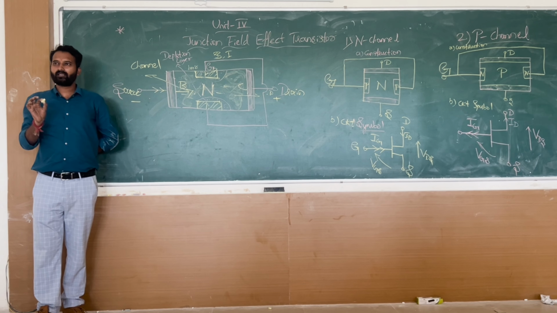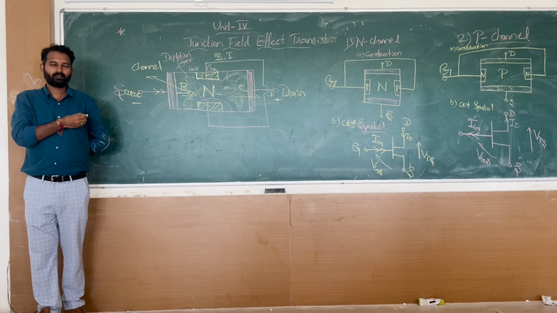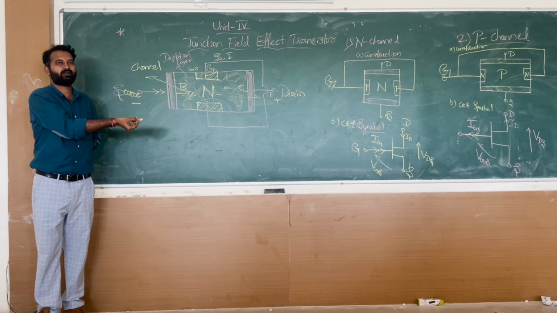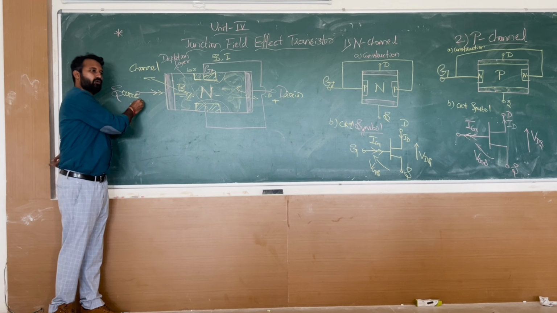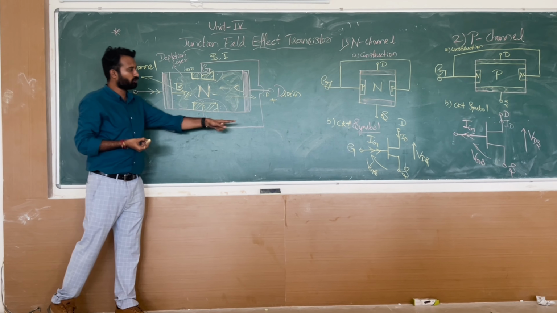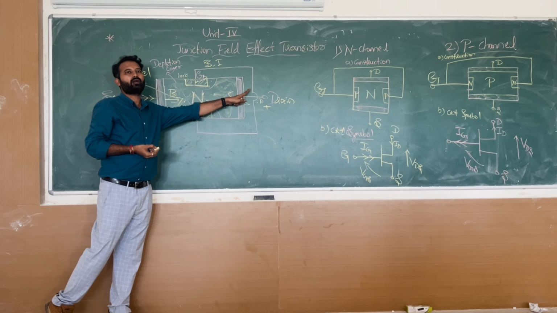Understandable? Source is the negative terminal of the device, drain is the positive terminal of the device. Always the negative pole of the battery will be connected to source. Always the positive pole of the battery will be connected to drain.